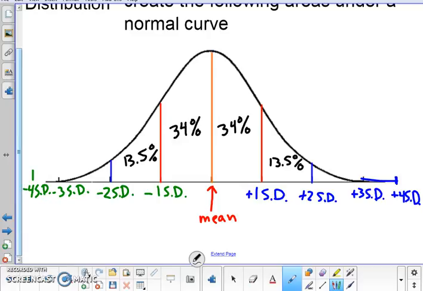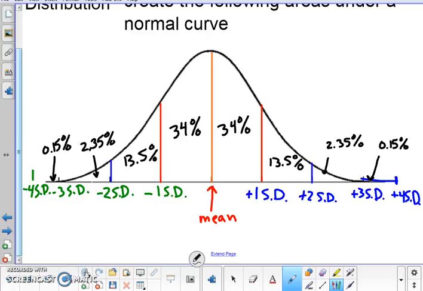Then we get pretty small. So in between 2 and 3 standard deviations, this would be 2.35%, and this here is also 2.35%. And then getting out to 4 standard deviations is very, very minimal, and that area you basically can't even see on here. That is actually 0.15%. And out here that is 0.15% as well.